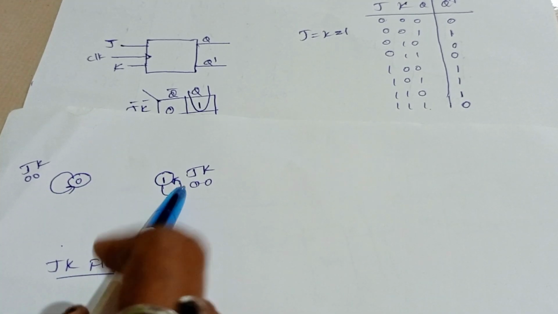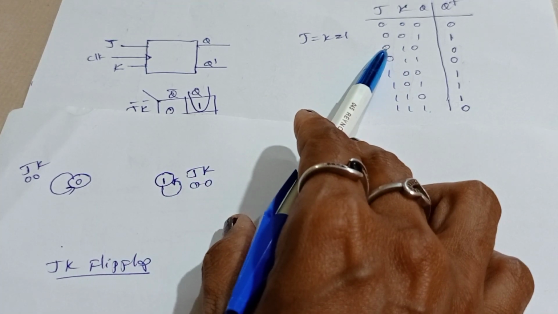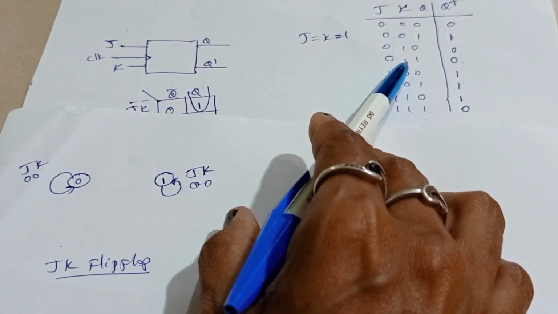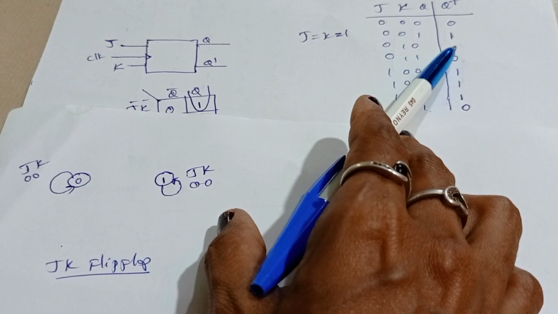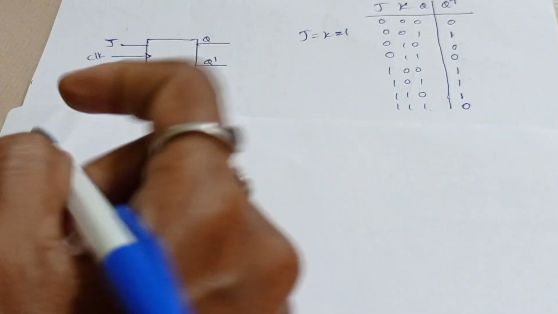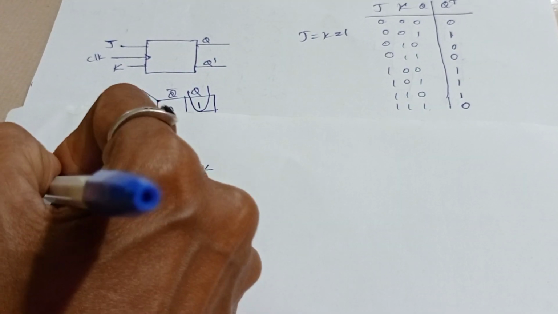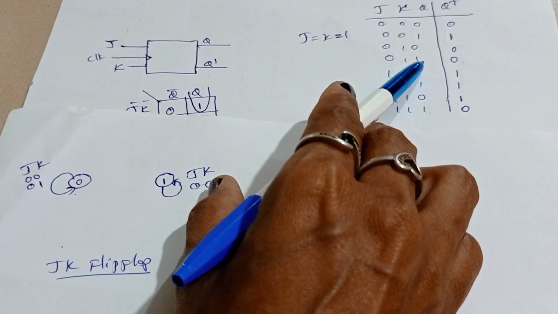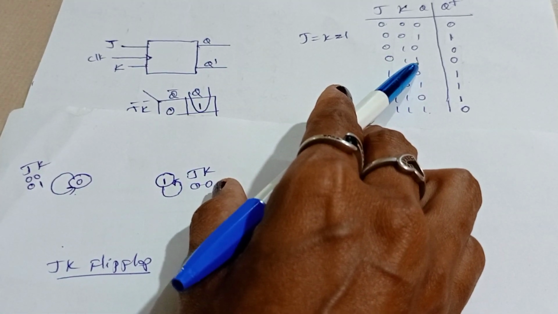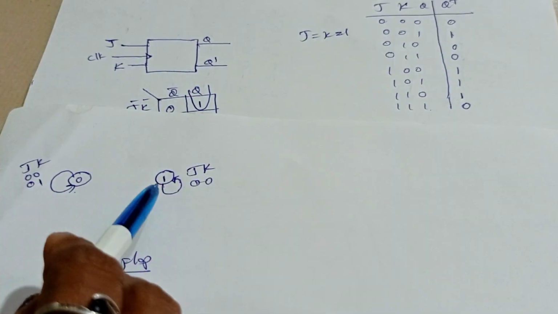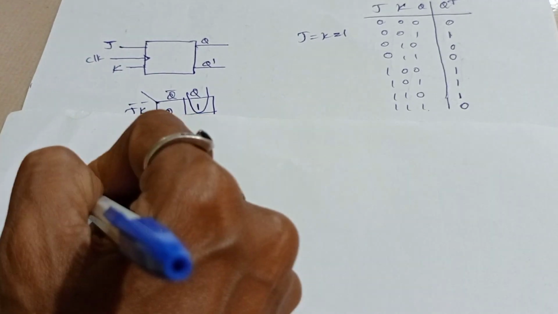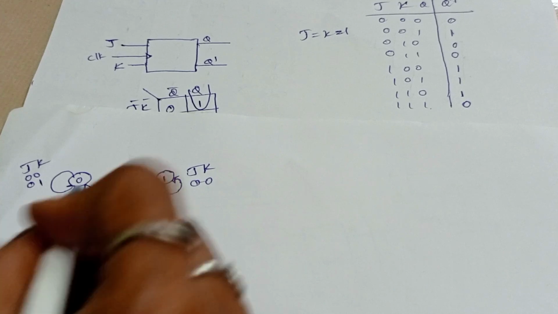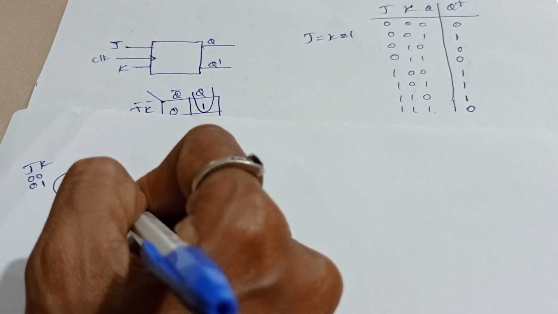Next, when J is equal to 0 and K is equal to 1, 0 it is in 0 state. That means here again 0, 1 is in the same state. 0, 1 changing from state 1 to state 0. That is from state 1 to state 0 when J and K is 0, 1.